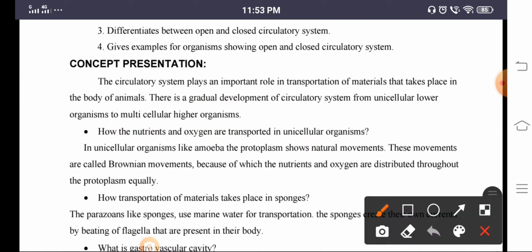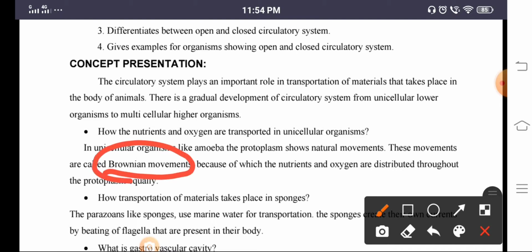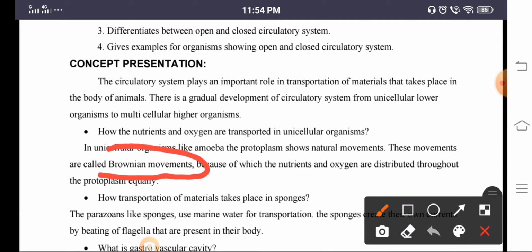Now let us understand how nutrients and oxygen are transported in unicellular organisms. Even though the transport system is not well developed, the transportation of materials takes place by different organs and methods. In unicellular organisms like amoeba, the protoplasm shows natural movements. These movements are called Brownian movements. This is most important at examination level. In amoeba, food materials are moved within the cell by Brownian movements.